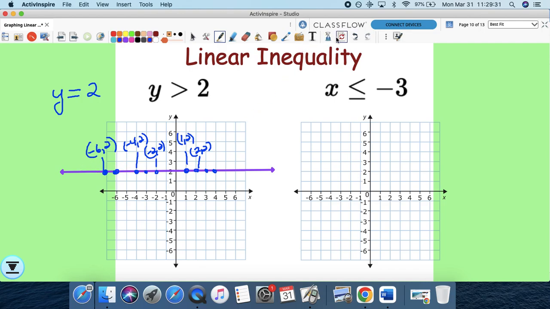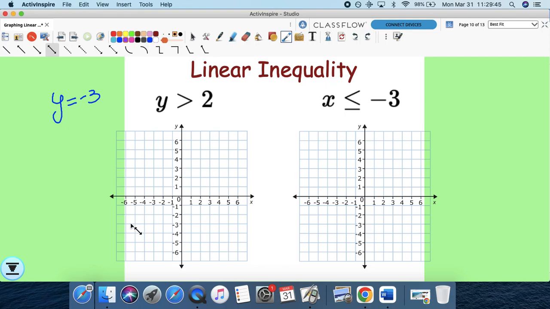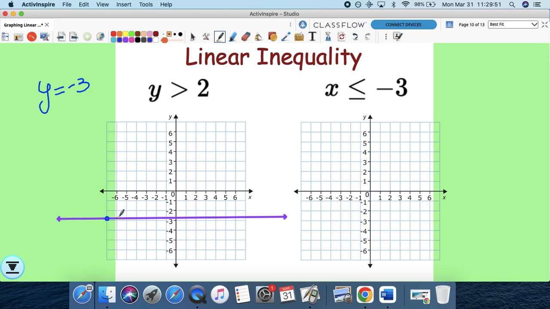So now, likewise, let's take another line, y equals negative 3. Well, the line y equals negative 3 would be this line right here, right? A horizontal line. And if you were to pick any point on this line, and there's an infinite number of points on this line, every y value would be -3. So this one here would be -6, -3. This one here would be -5, -3, and so on. Okay? Now, knowing that, let's go to this inequality.